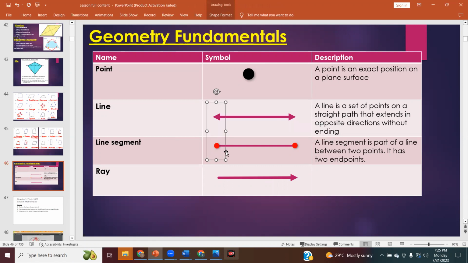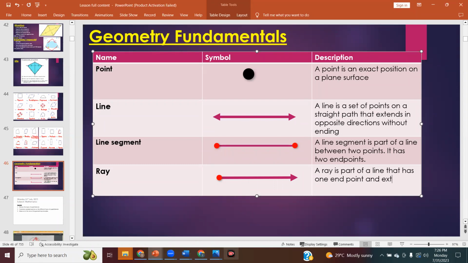Now a ray doesn't have to only go to the right. It could also go to the left as well. So a ray is part of a line that has one endpoint and extends in one direction without ending. All right, that's the difference.